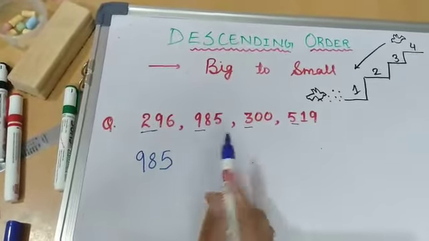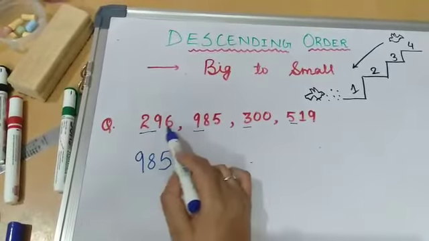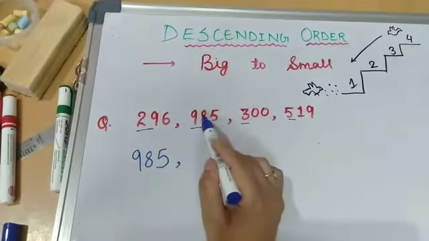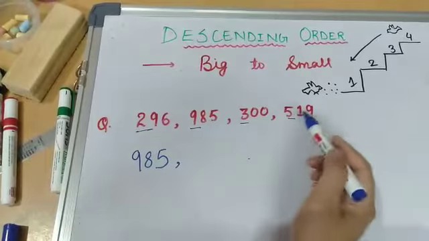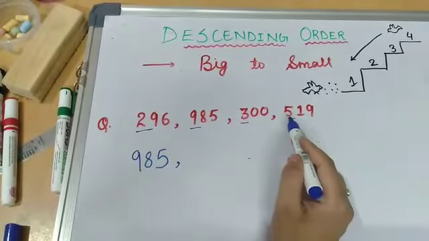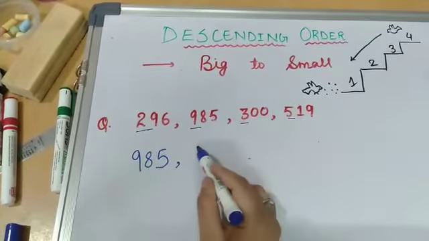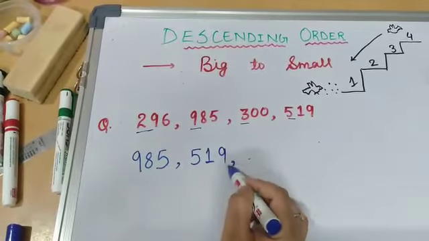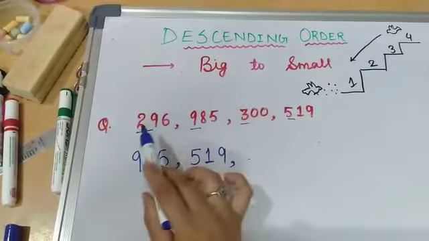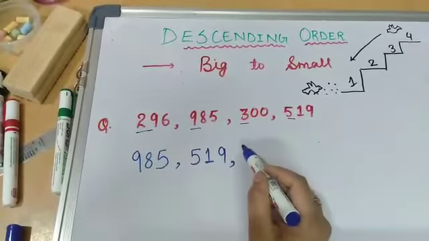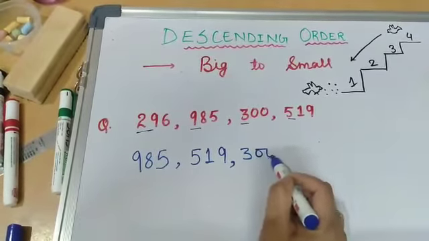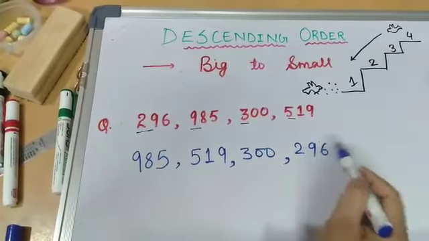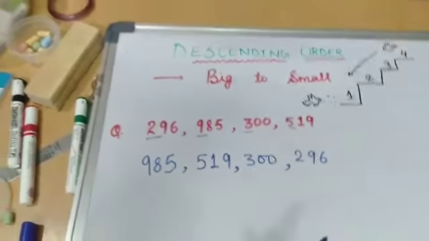985 पहले आएगा क्योंकि इनकी सबकी सेकेंड डिजिट सेम नहीं है, तो हम डायरेक्टली लिख सकते हैं. Now what will be the next greater number? That is the 519. ओके, अब तक तो आप समझ ही गए होंगे. 519. इसके बाद नेक्स्ट नंबर कौन सा आएगा? 2 और 3 में कंपेयर करो तो 3 बड़ा है, तो 300 को लिखेंगे. Now the next smallest number will be 296. Is it clear to all of you?